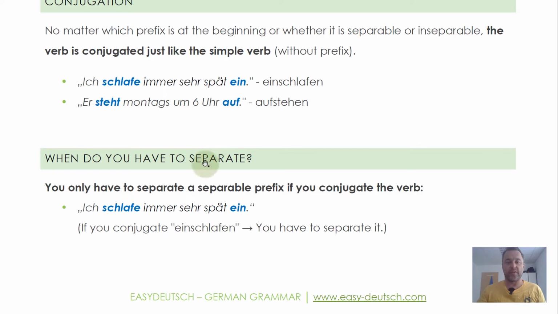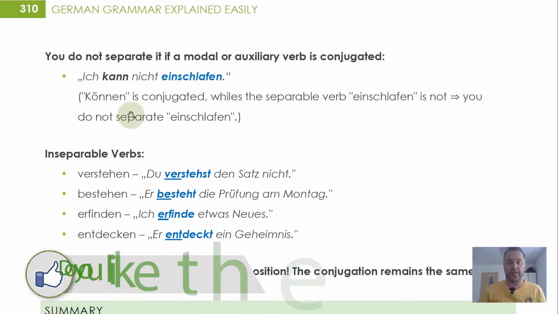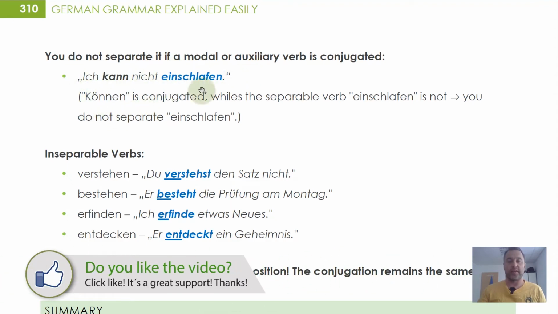And do you always have to separate? No. You only have to separate the verb from the prefix when you actually conjugate this particular verb. For example here, ich schlafe immer sehr spät ein. So, I always fall asleep very late. Here you do conjugate einschlafen, so you have to separate. But if you use a modal verb or an auxiliary verb that is conjugated and you do not conjugate the main verb, nothing gets separated. Ich kann nicht einschlafen, so I cannot fall asleep. Here we do conjugate können, and then the separable verb just stays the way it is.